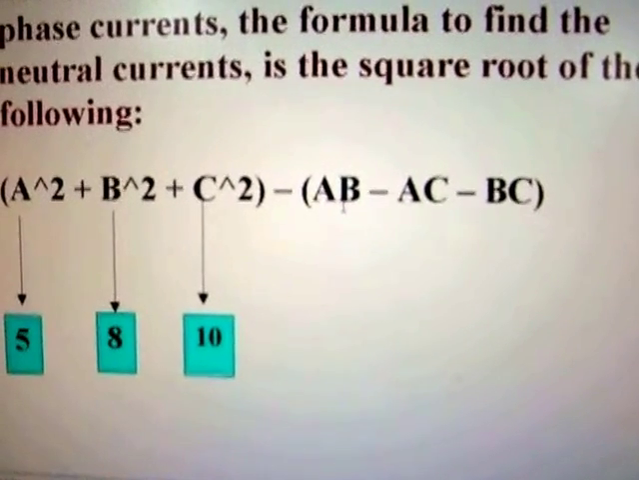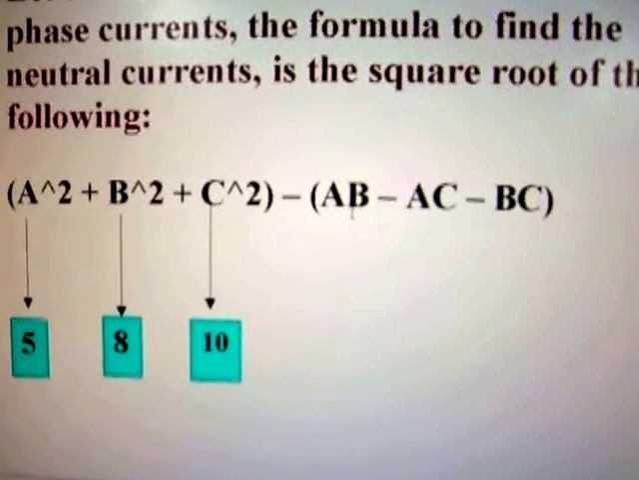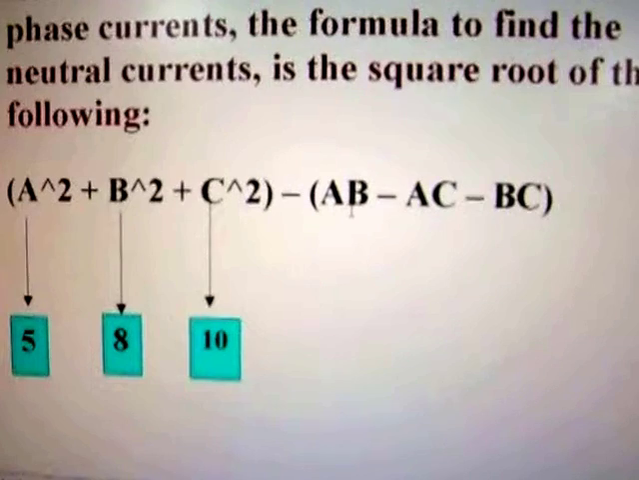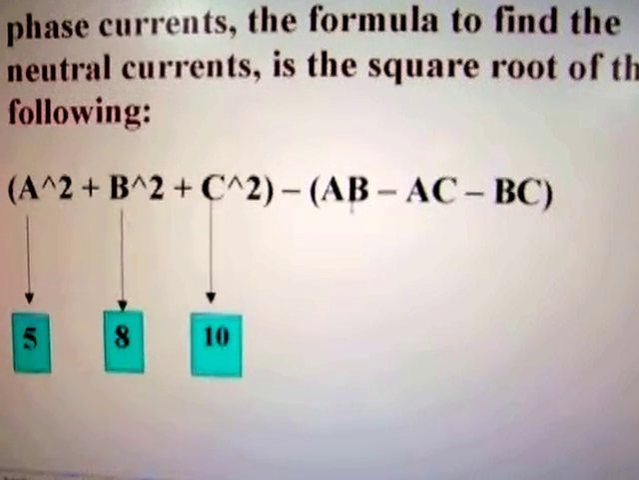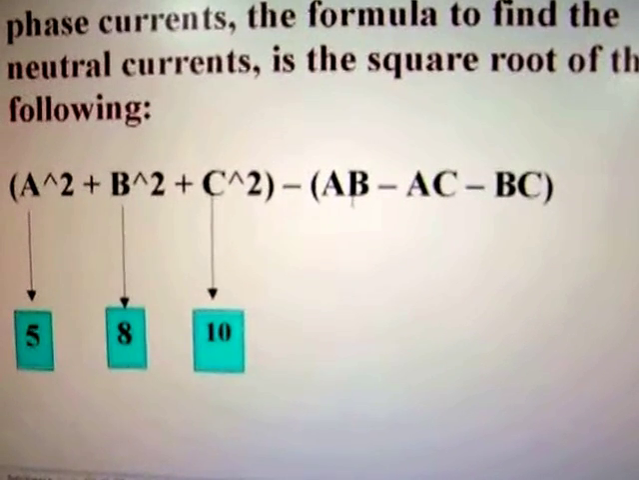Here I'm assuming that the value of A is 5, the value of B is 8, and the value of C is 10. Now bear in mind that it is minus AB, minus AC, minus BC.